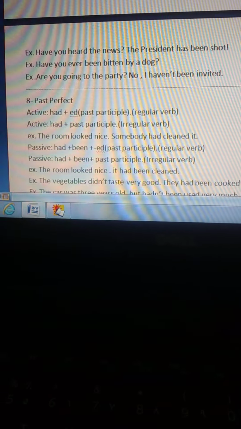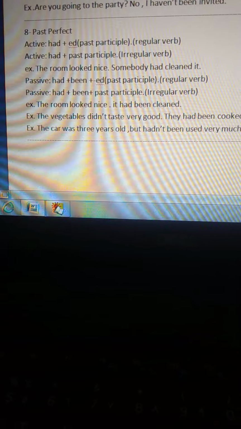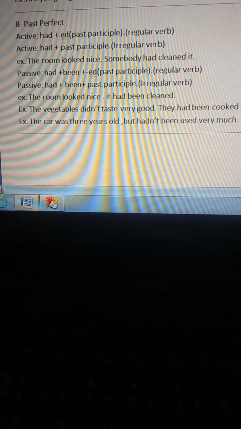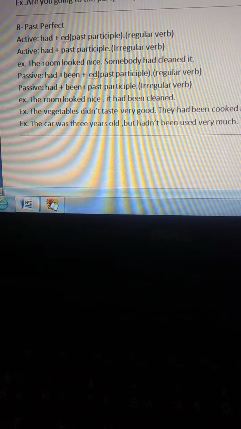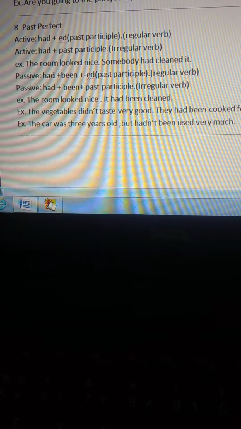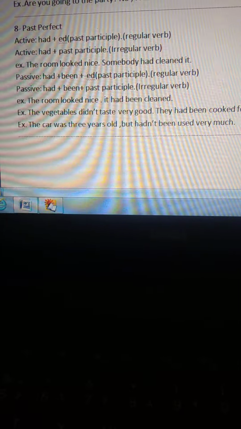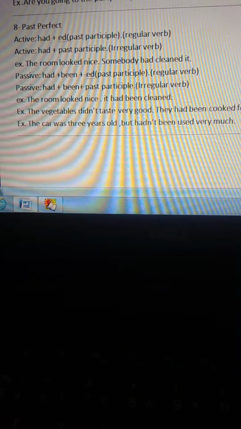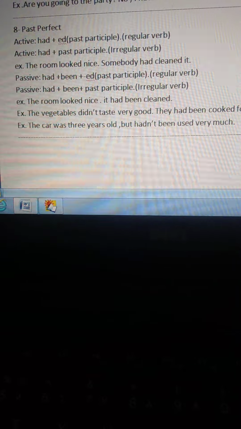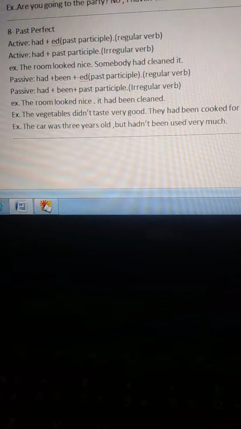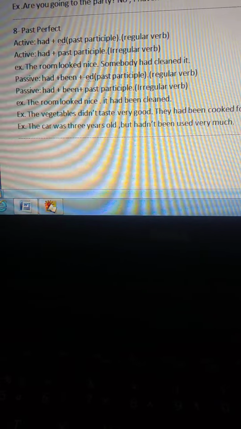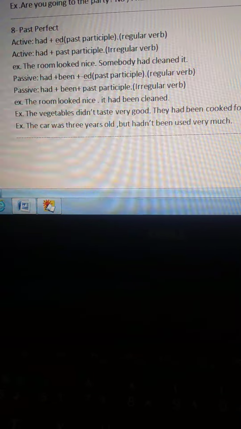Number 8, past perfect. Active: had plus past participle, regular and irregular verbs. Example: the room looked nice. Somebody had cleaned it.